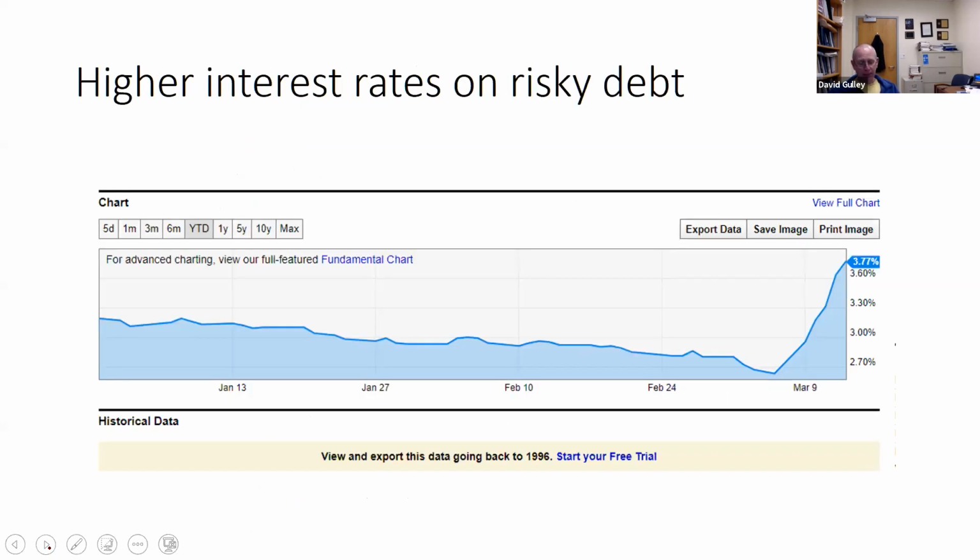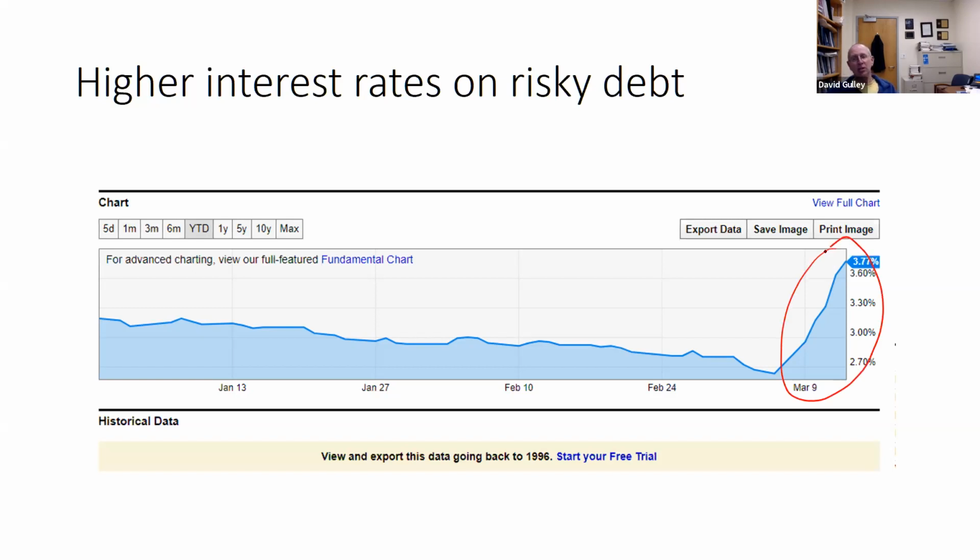But on the other hand, relatively risky debt interest rates have increased. And so this is the interest rate on BBB bonds in the US. And BBB is actually an investment grade bond. But even still, notice the dramatic increase in yields on just those.